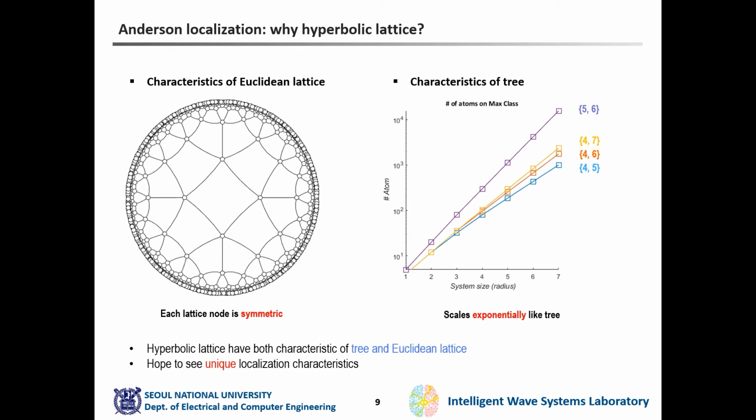Hyperbolic lattice is interesting in that it possesses geometric properties of both lattice and tree. It has the characteristic of Euclidean lattice in that, assuming infinite lattice, every point is symmetric. But it also has the characteristic of tree in that the number of atoms scales exponentially as system size is increased. This is the reason why we hope to see unique localization characteristics in hyperbolic lattice.